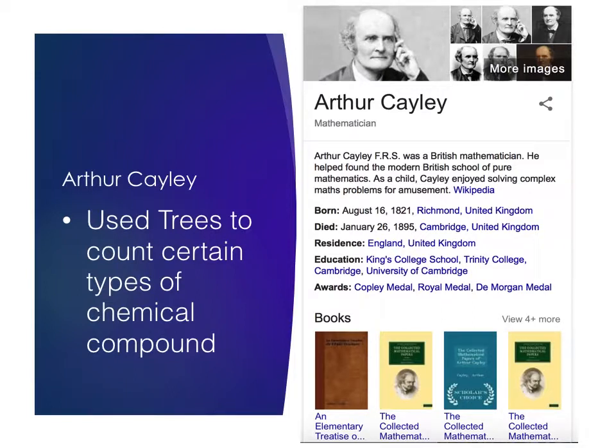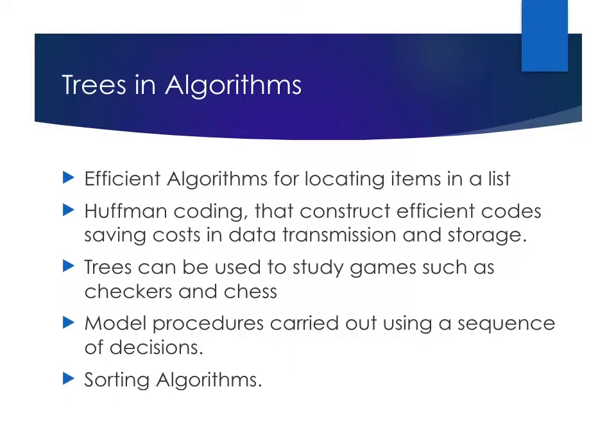A connected graph that contains no simple circuit is called a tree. Trees were used as long ago as 1857 to count certain types of chemical compounds. Since that time, trees have been employed to solve problems in a wide variety of disciplines, as the examples in this video will show. Trees are particularly useful in computer science, where they are employed in a wide range of algorithms.